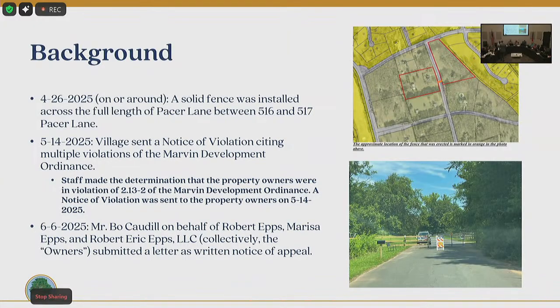And then A3 is an email from Davy Broom, the Public Works Director, to a resident of the Village of Marvin, indicating that Pacer Lane is a private road. Do you see that? I do. I move to admit that, A3 as well. No objection. Those are my questions for now. Mr. Epps, I have a few questions for you.